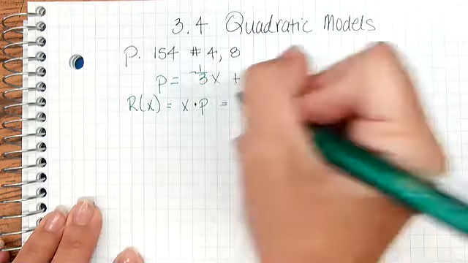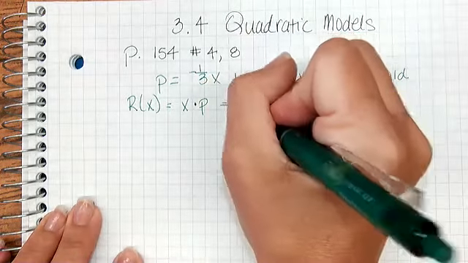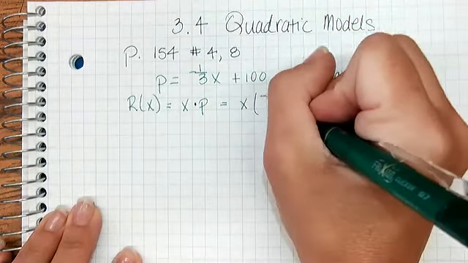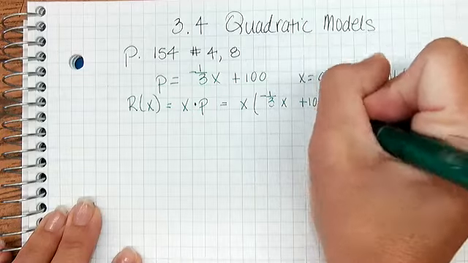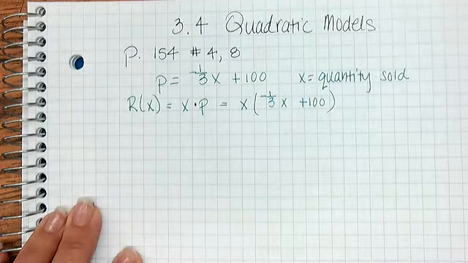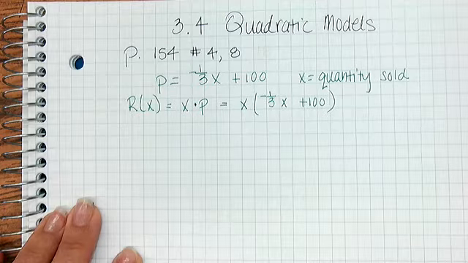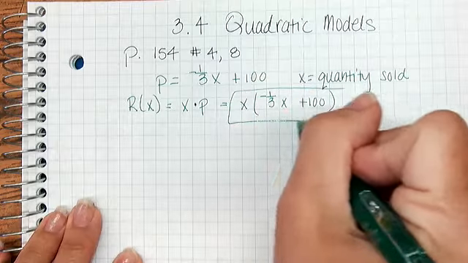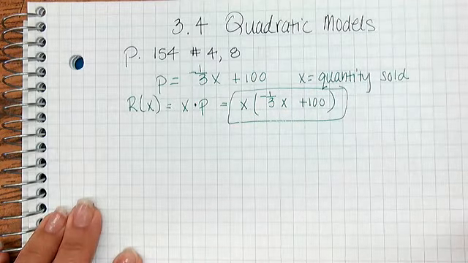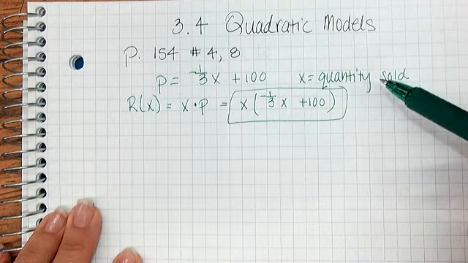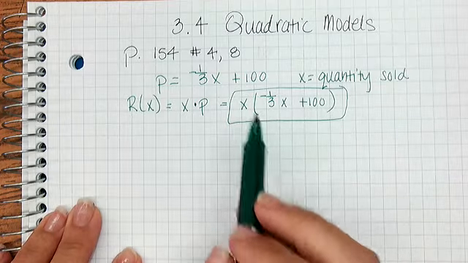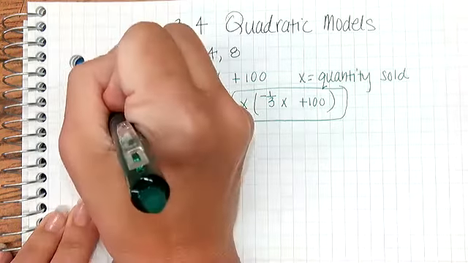So this is going to end up being X times the price, which is negative 1/3 X plus 100. Okay, so there is your revenue, as a function of quantity sold times the price. All right, so now they ask for the domain. So this is a parabola, hence quadratic models. This was part A.